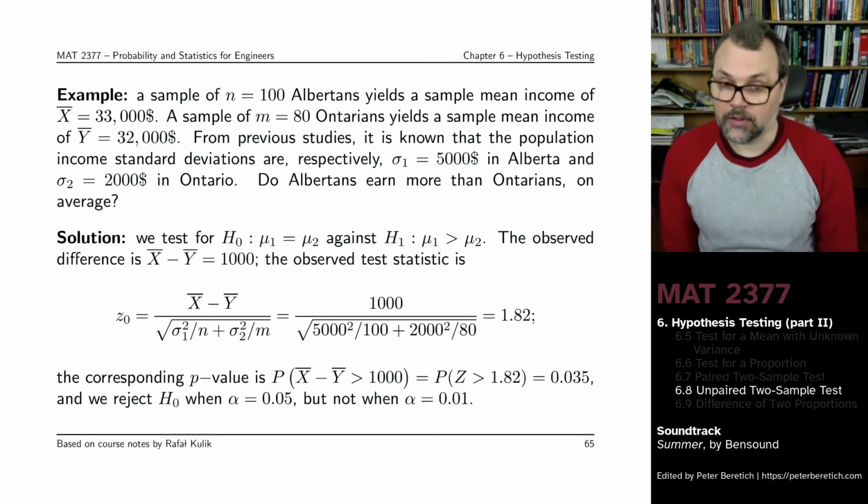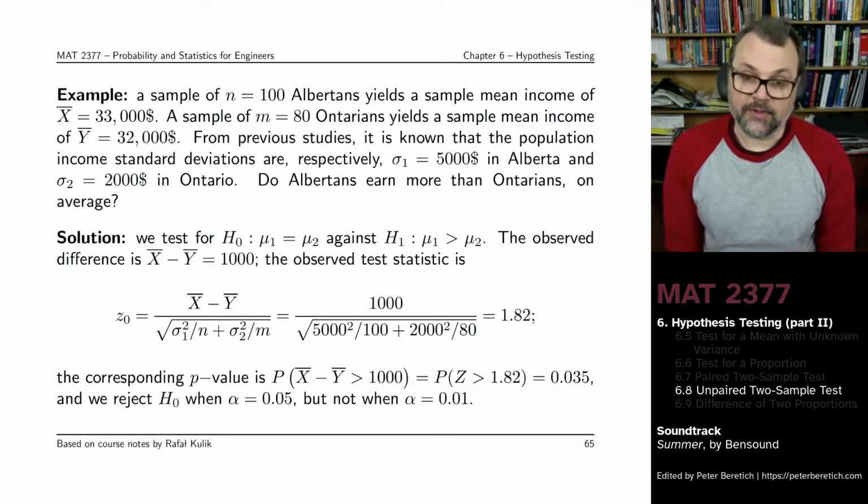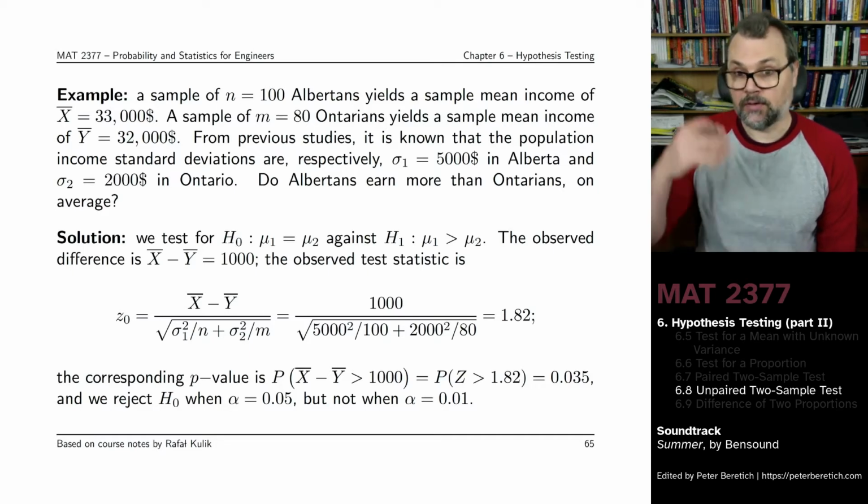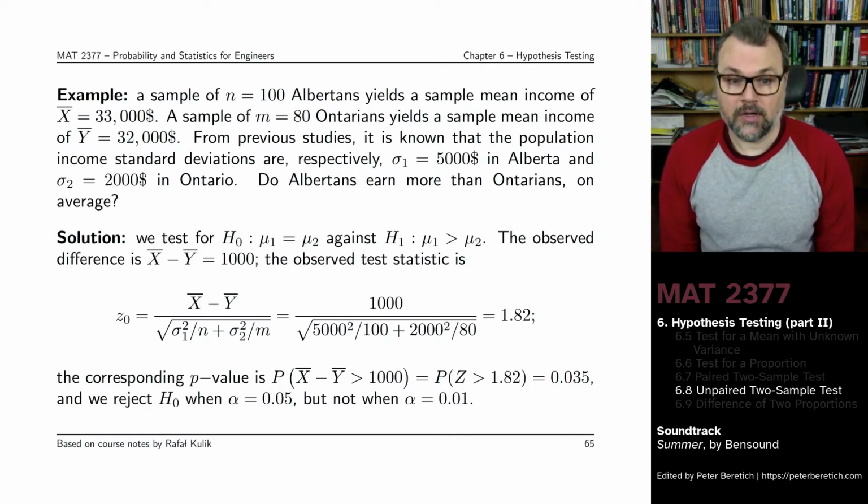The p-value that you're computing is the probability that the difference in the means is greater than 1,000. That's the probability that your standard normal distribution would take on values greater than 1.82. And if you go to the table, you will find that this is 3.5%. So you would reject the null hypothesis when alpha is equal to 0.05, but not when it is equal to 0.01, say. At the 5% confidence level, you have enough evidence to suggest that Albertans make more on average than Ontarians do, but not at the 1% confidence level.